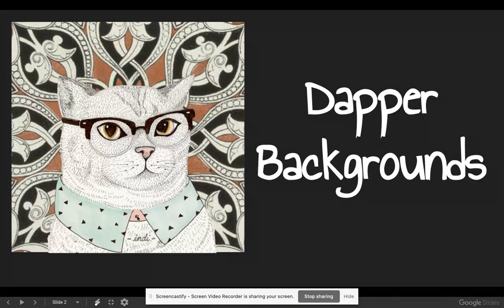Check out this cat. I absolutely love this one. I love the glasses. I love the collar. The background is very fancy and regal, and it kind of matches the eyes. So you want it to pull out pieces of your animal.